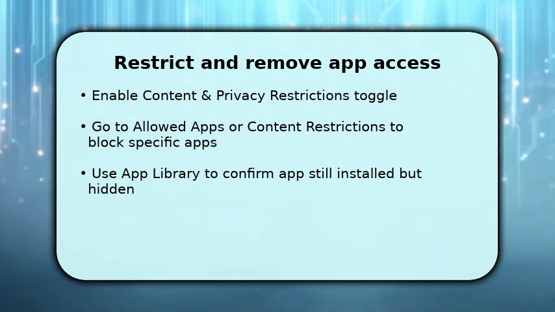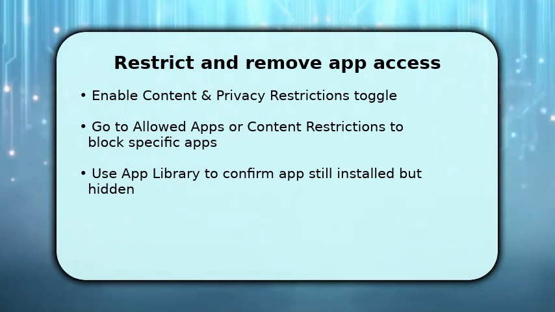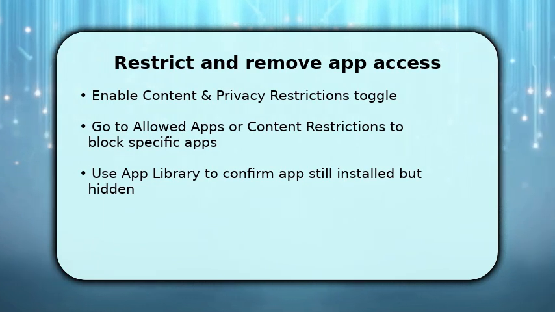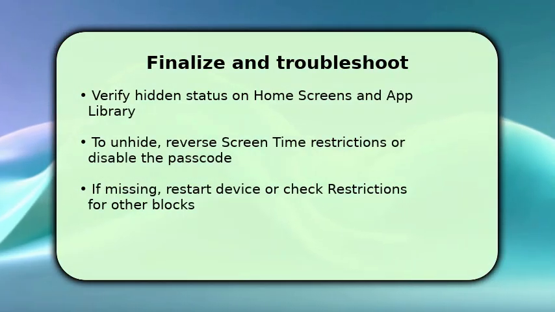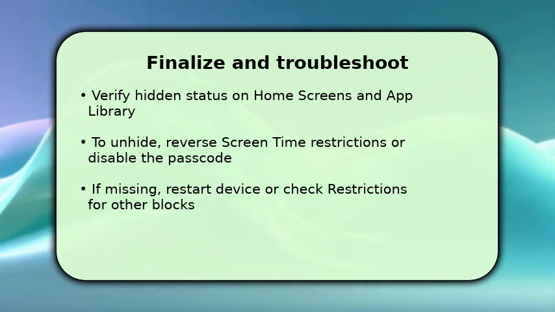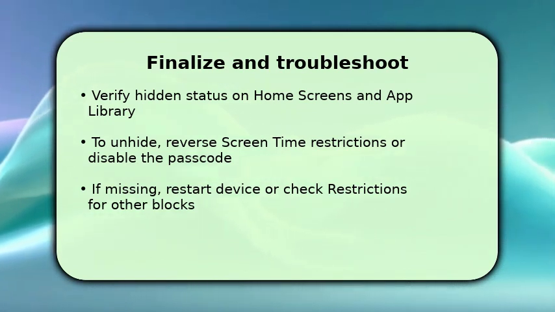Move on to Verify by swiping to the app library. You'll see the app hidden from home but still installed there. You finish by confirming the app no longer appears on home screens and checking the app library for continued installation.